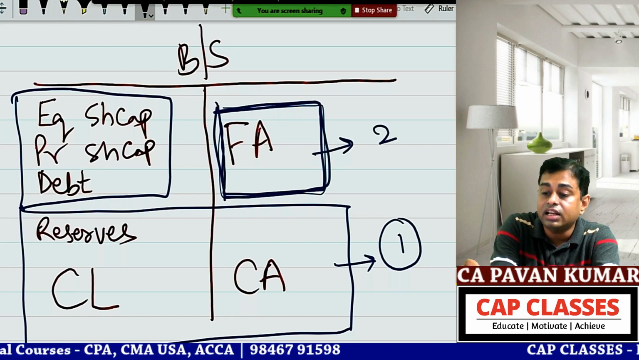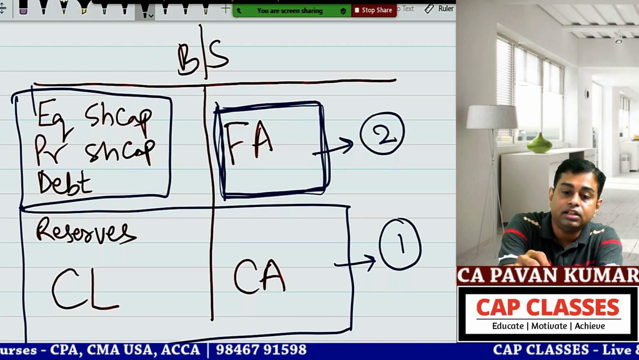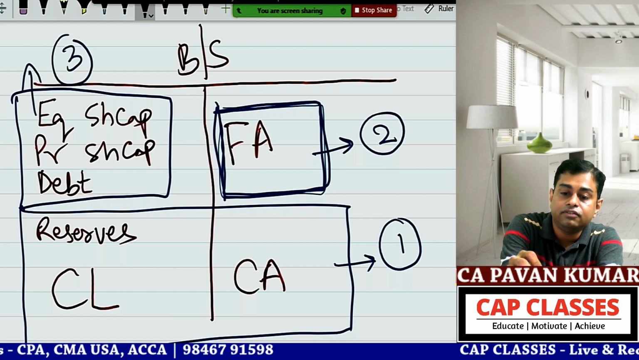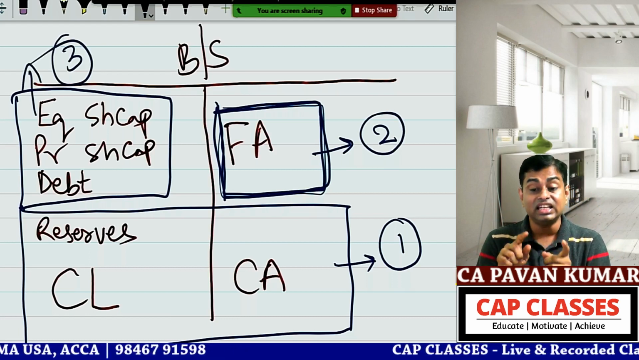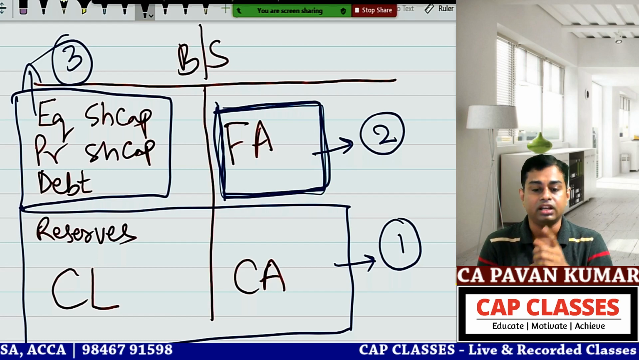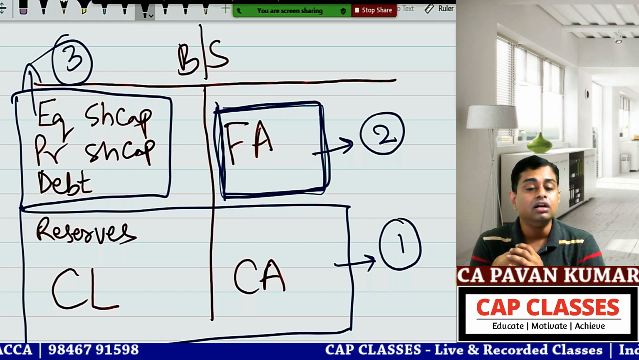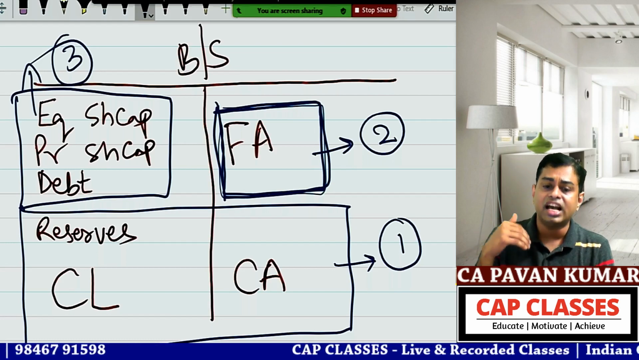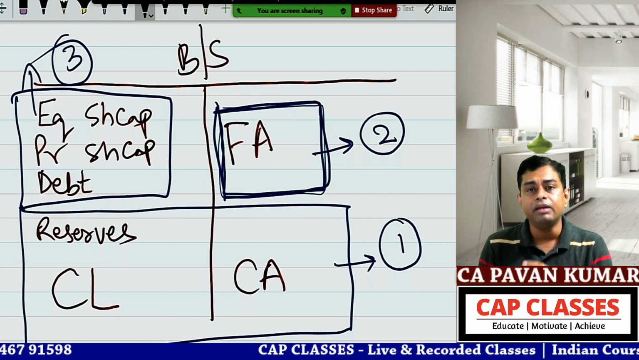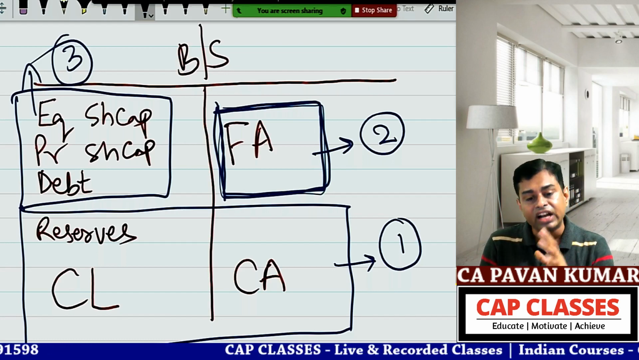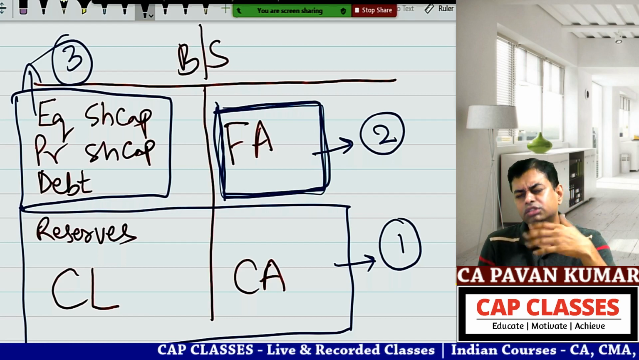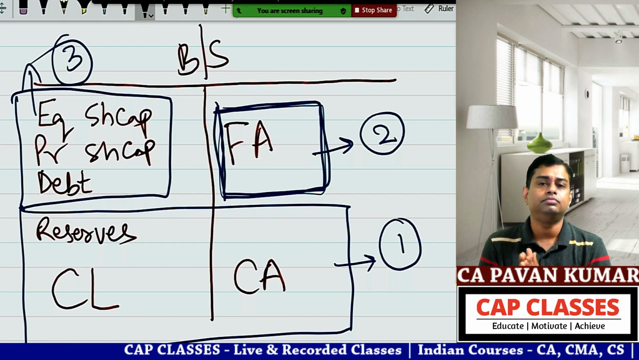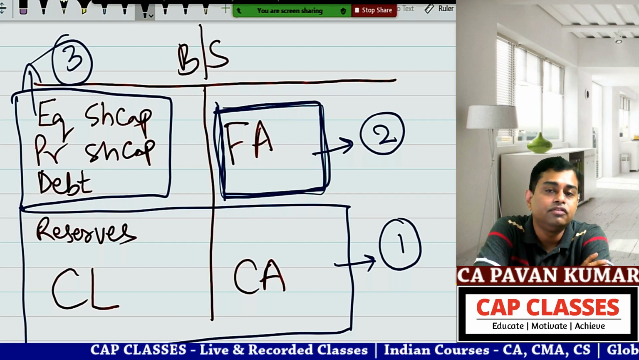Investing activity. This is our third bucket. Financing activity. Any changes in bucket 1, operating activity? Any changes in bucket 2, investing activity? Any change in bucket 3, financing activity? Equity share capital, shares issued, financing. Shares redeemed, financing. Shares bought back, financing. Preference shares redeemed, financing. Everything. Loans borrowed, loans repaid, interest paid. All the things are financing.